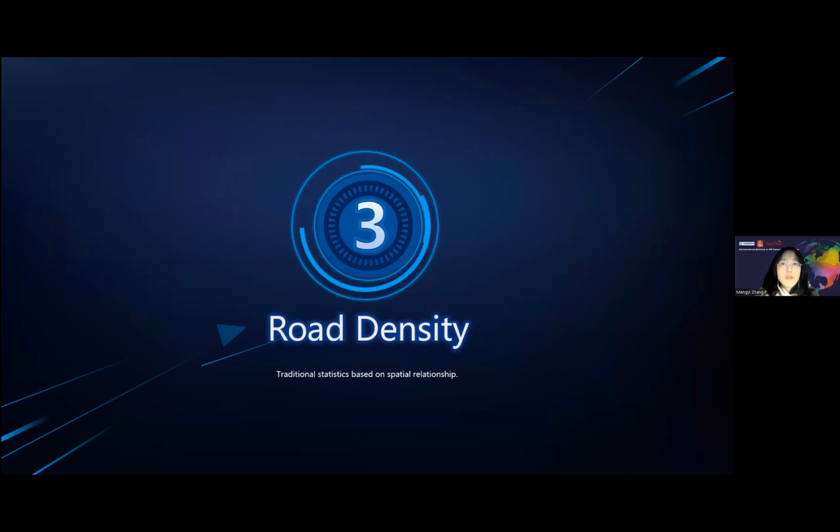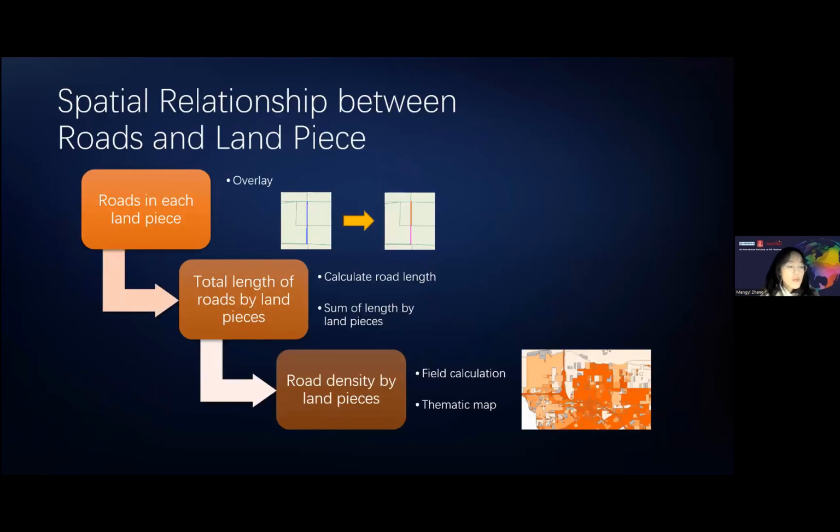And now, after we get the basic information from our land use data set, we go one step further to conduct some statistical analysis based on spatial relationship. That is to calculate road density. Here, we want to calculate the road density for each land piece. The first thing we need to do is to find roads in each land piece. For instance, here we have a blue road going across 2 land pieces. We need to break it down into 2 roads, each part falling in different land pieces.